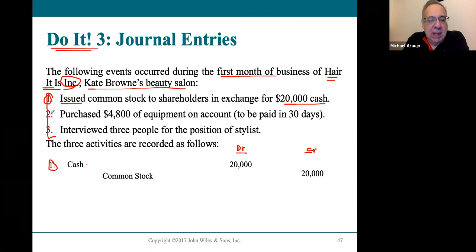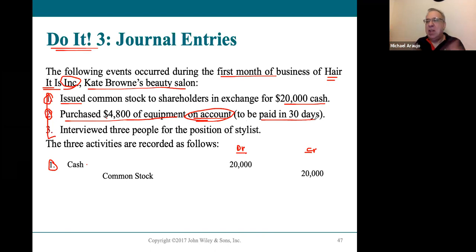Event number 2, we bought $4,800 of equipment, but we bought it on account, which means we didn't pay cash for it when we bought it. We're going to pay for it later. So we got the equipment and we got a bill to pay. That bill is to be paid in 30 days. Any bill that's due in 30 days, that's not a loan, we throw it into accounts payable, right? Accounts payable.